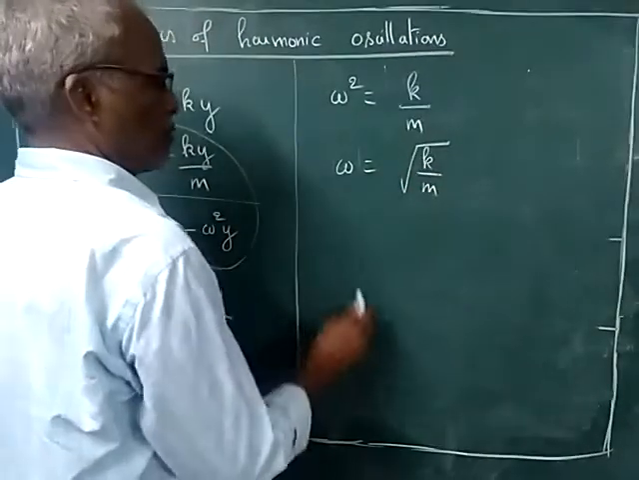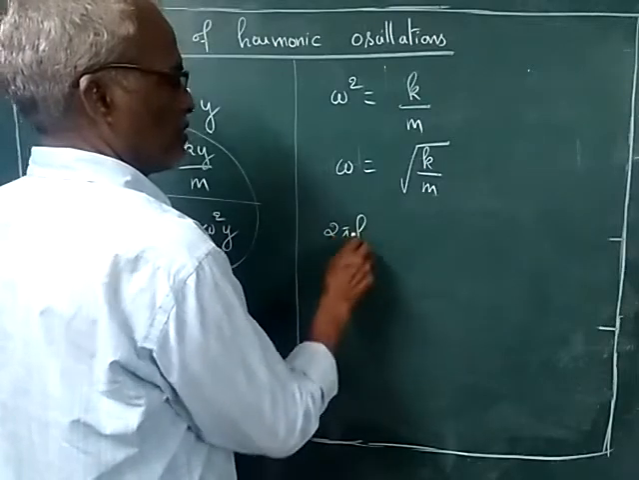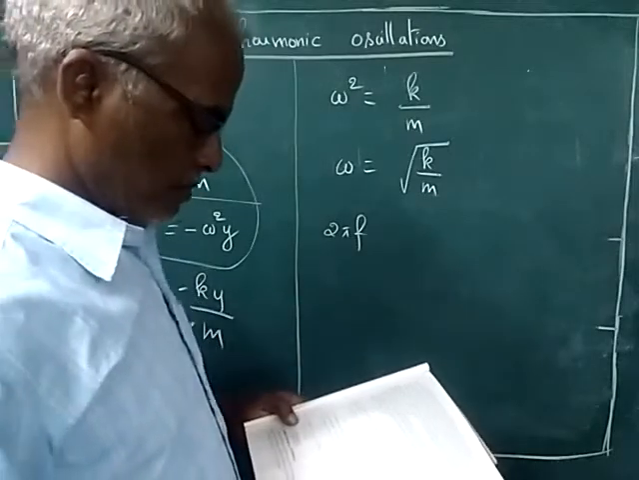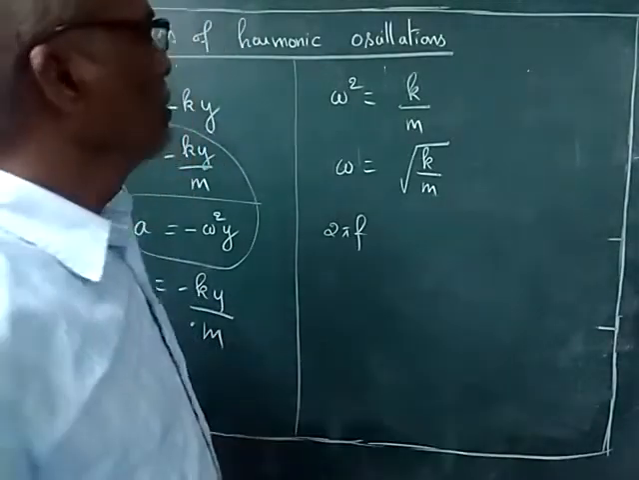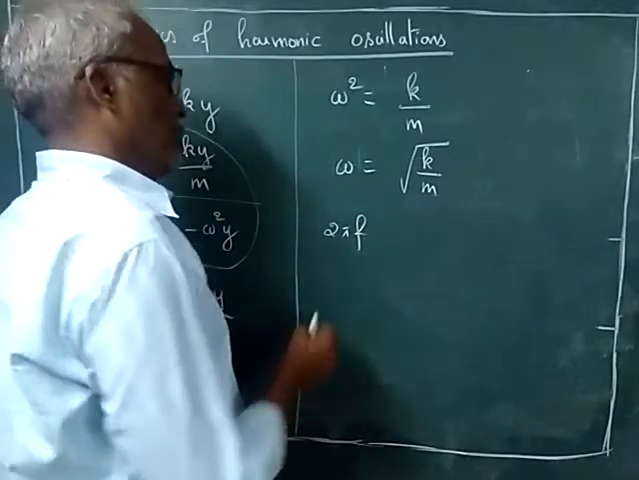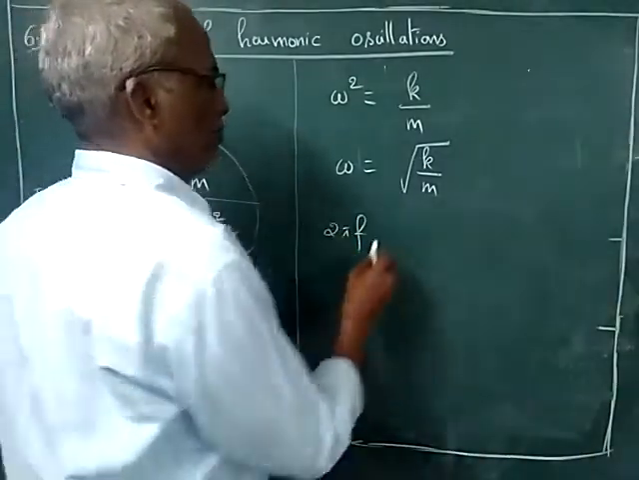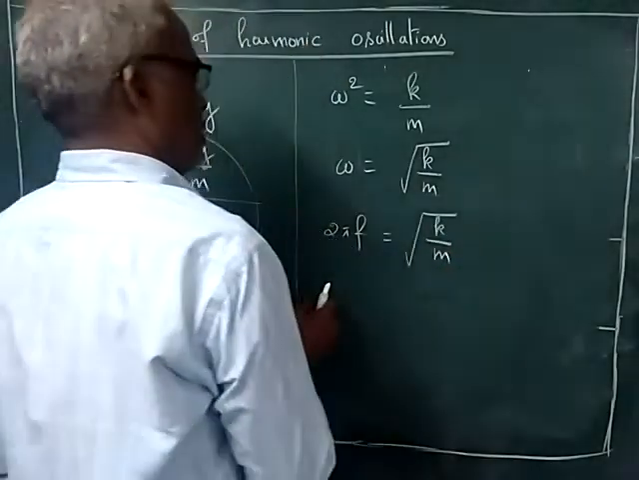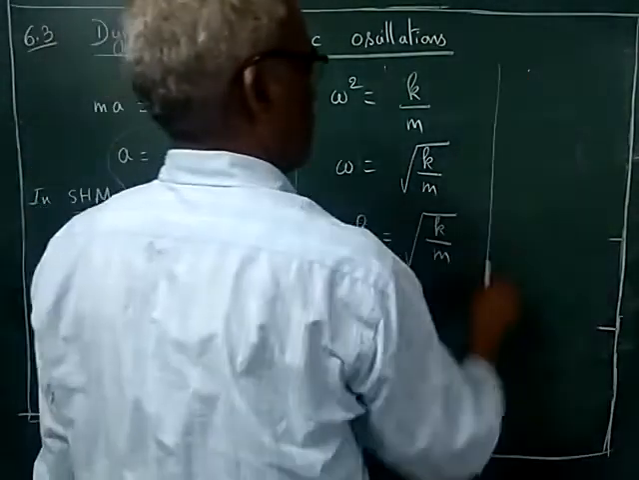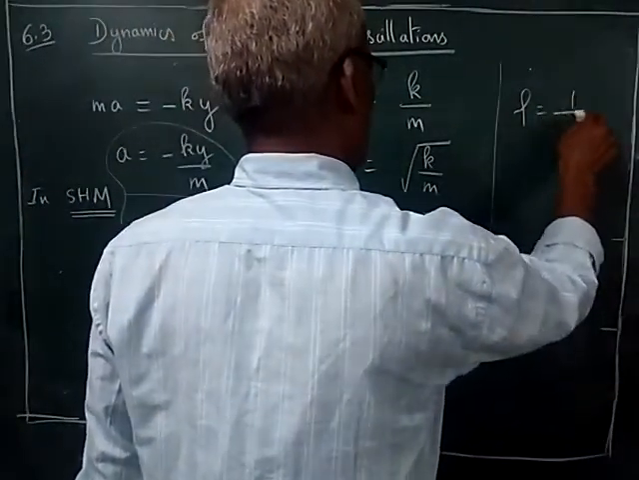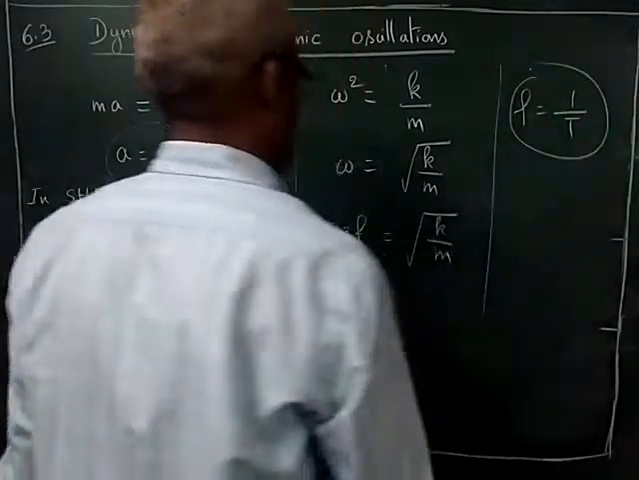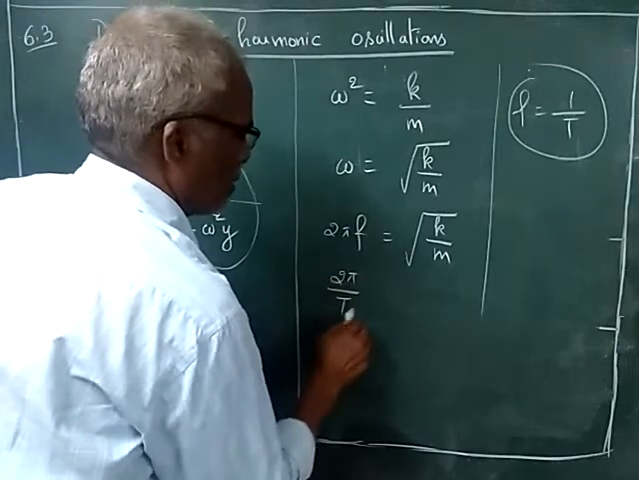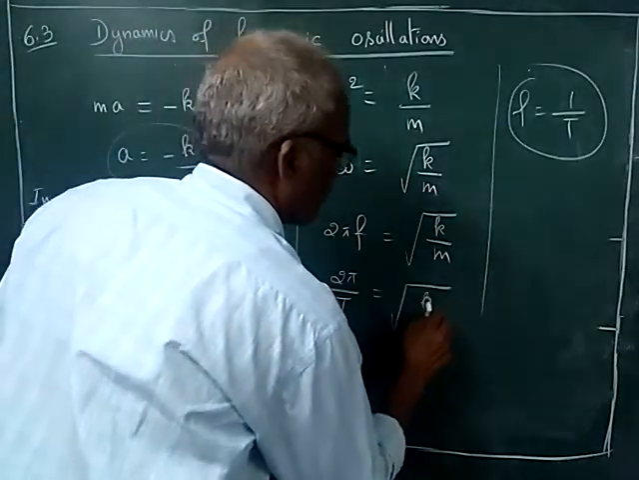Now we all know that omega is equal to 2 pi f, where f is the frequency. In textbooks they relate it by n, but we can represent it this way also. So 2 pi f is equal to square root of k by m. Now here f is equal to 1 by T, f is related with the time period by 1 by T. So in place of f we can substitute 1 by T. So 2 pi by T is equal to square root of k by m.